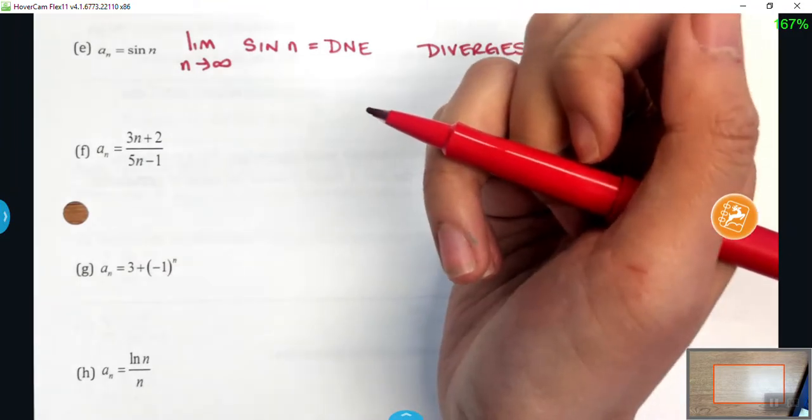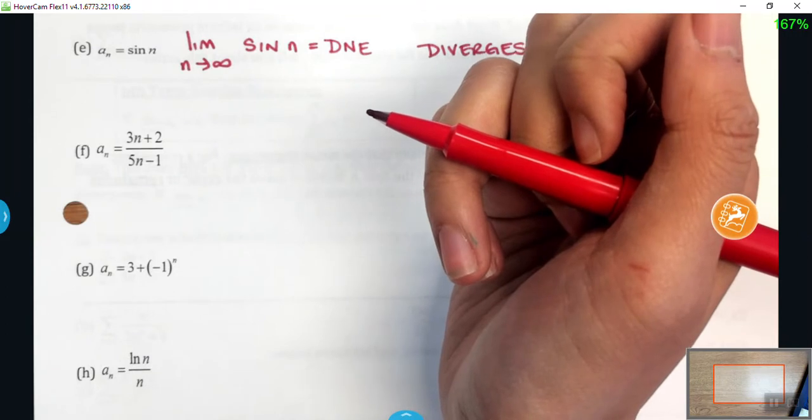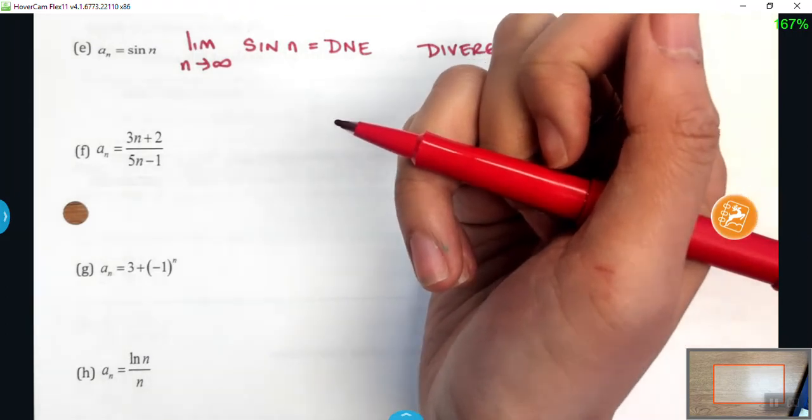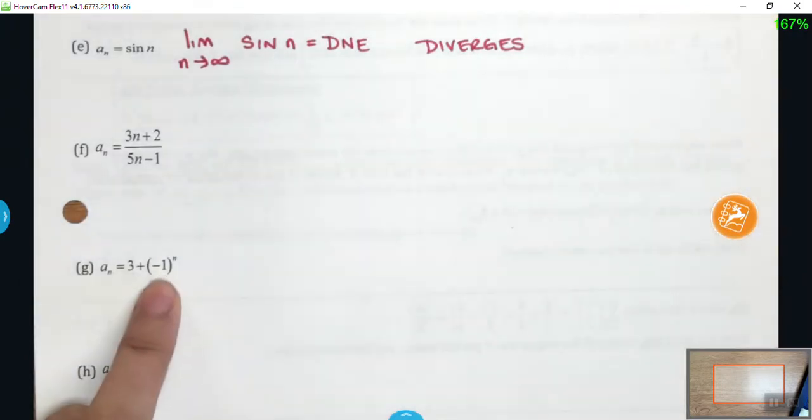Yeah, it does diverge. What is incorrect about it? Nothing really, but the way I set it up, you can't just take out the -1 to the n like that. But it does diverge. You're on the right track.